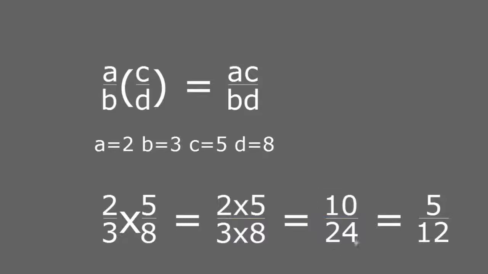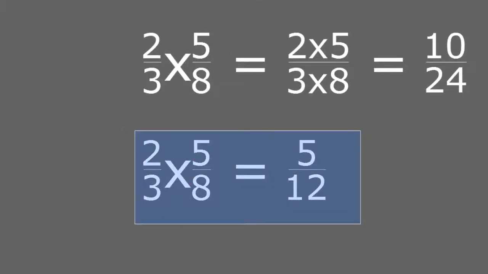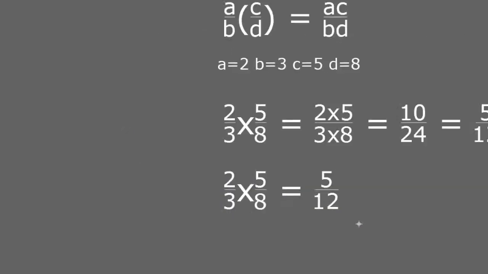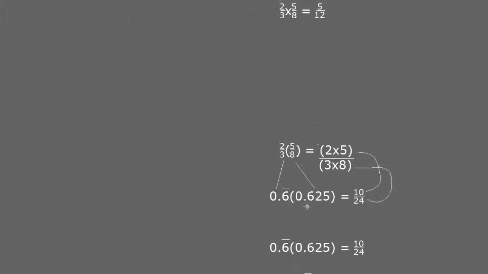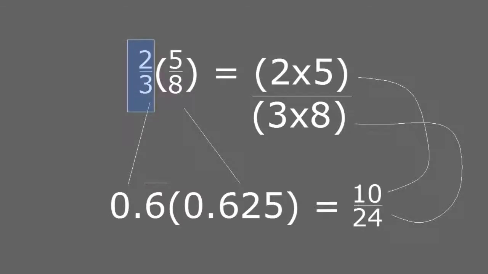And I can simplify that by dividing by 2 both the numerator and the denominator, and 10 over 24 becomes 5 over 12. This is the final result. If I want to verify that that is correct, one thing that I can do is first perform the division of each one of the fractions and then multiply them later, and see if I also get the same result as I was getting on the other side, first multiplying, then performing the division.